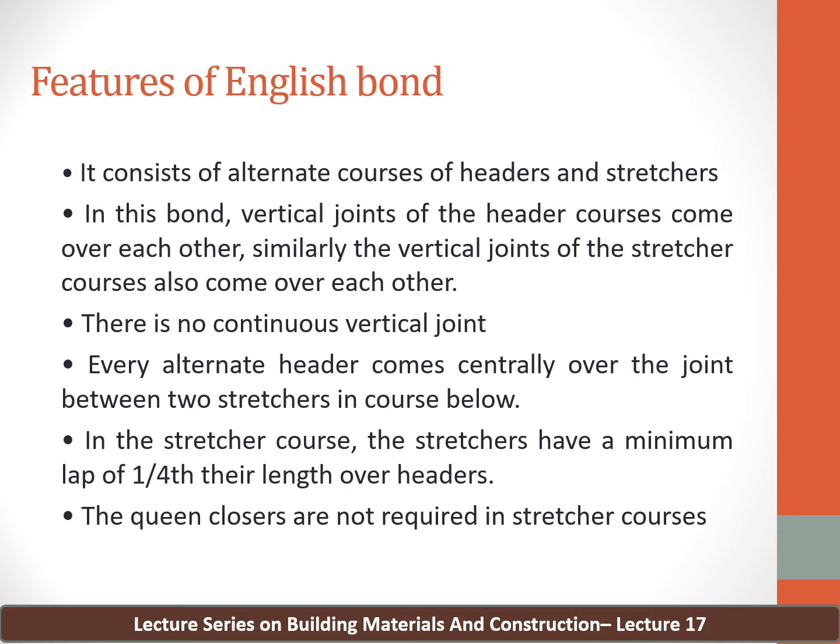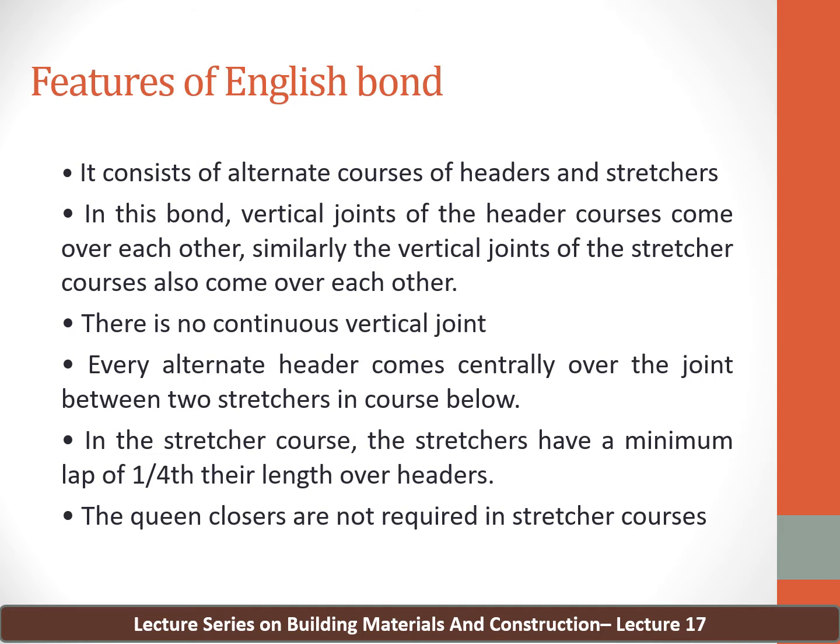Walls of each multiple of half brick, that is 1 brick thick wall, 2 brick thick wall, 3 brick thick wall, present the same appearance on both faces. Thus, a course showing stretcher on the front face will also show stretcher on the back face. Walls of odd multiple of half brick, that is 1.5 brick thick wall, 2.5, will show stretcher on one face and header on the other face.